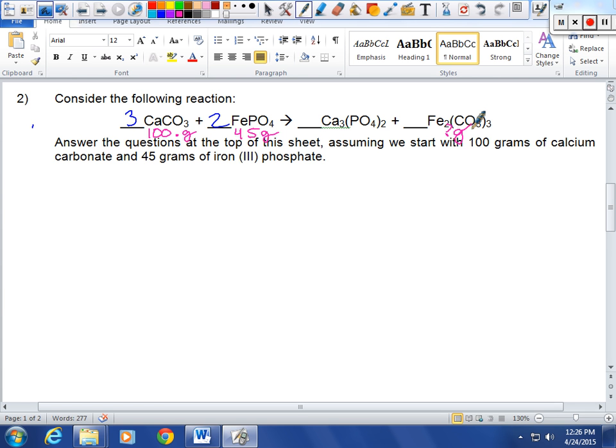All right, so again, the same problem starts off. Which number do I pick to go to my product? Do I pick calcium carbonate or do I pick iron 3 phosphate? Do I pick 45 because it's the lowest? What do you have to find first? What do you have to find first? The limiting reactant. All right, so let's start there.